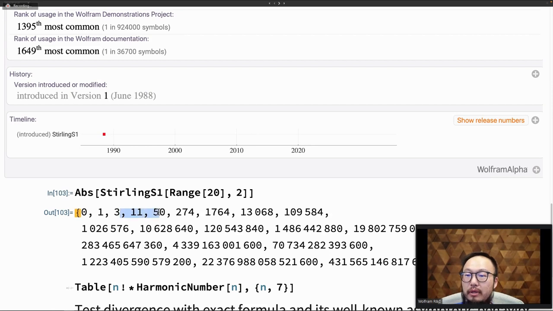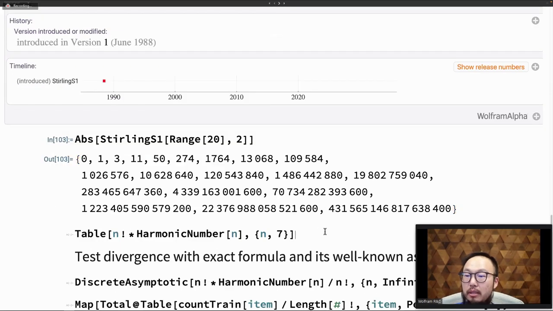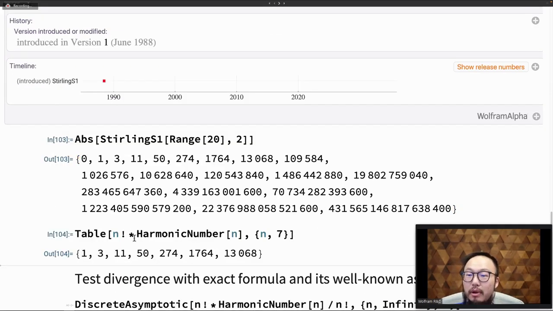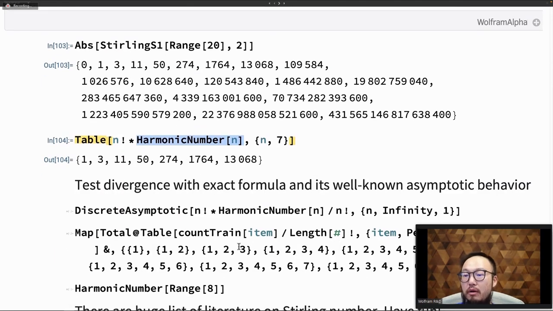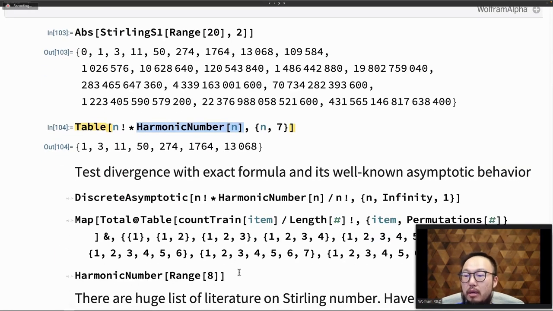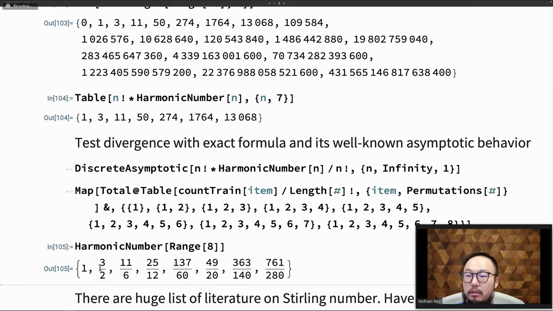So 1, 3, 11, 50, 274, and 1764, and so on. And it happens to be n factorial times the harmonic number. So the average number is this number divided by the harmonic stuff, divided by n factorial. So what you are left with is the harmonic number. So that's the average of the length of the train. That should be the same thing as our result.